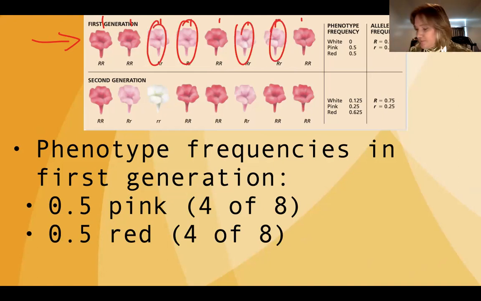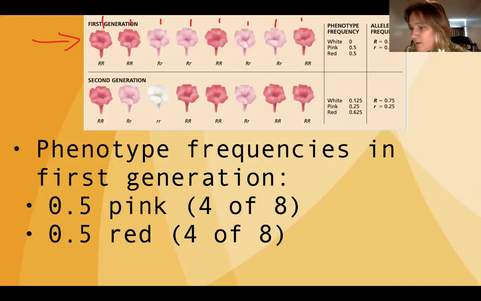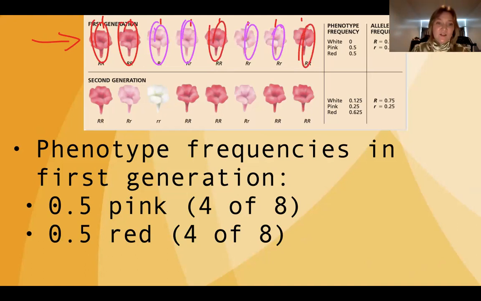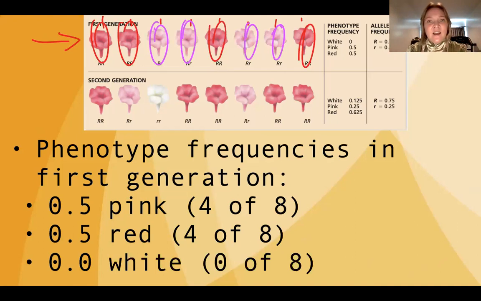4 are pink. I do have pink here. Pink, pink, pink, pink. And we've got 4 red. Oh my goodness, you can tell it's Monday morning. Oof. All right, and then finally, our phenotype frequency of white is 0.